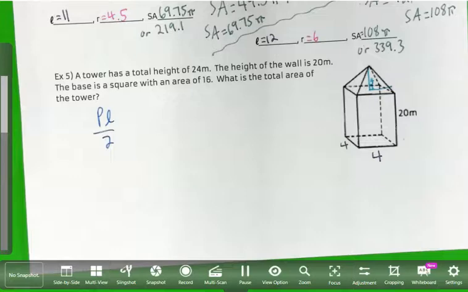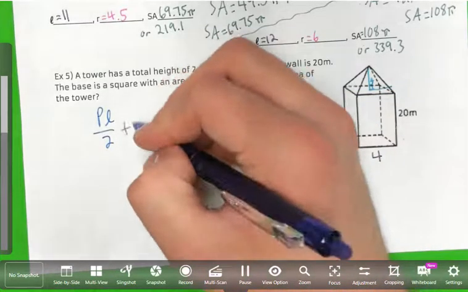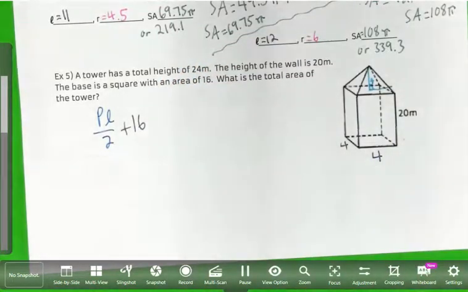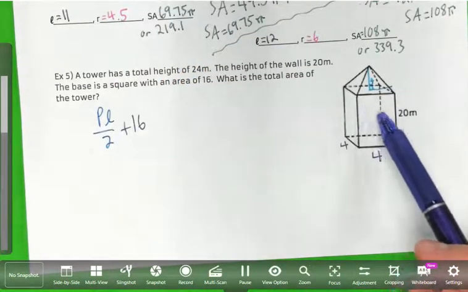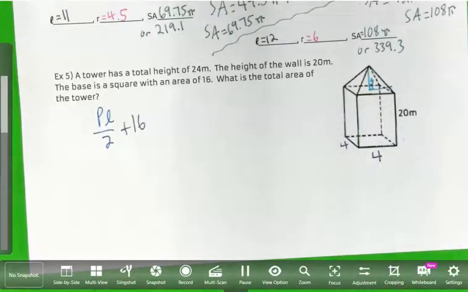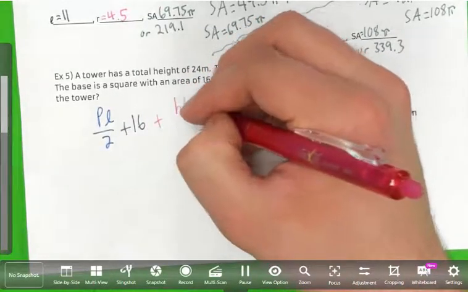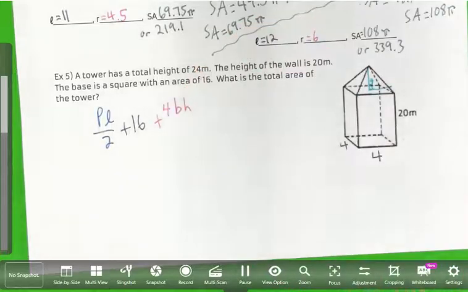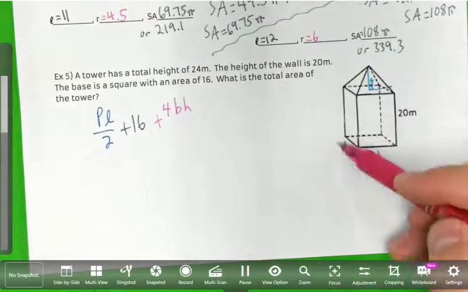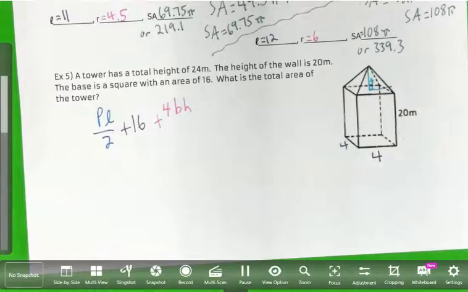And then we are also going to have that square base, which we already know is 16. So we'll go ahead and add that square base of 16. And then we need to add these 4 rectangles. So those rectangles, we can use the formula base times height, and then we'll just multiply it by 4, plus base times height, and then times 4, because that's the formula for 4 of these rectangles. All right, now we just have to figure out a few different things.